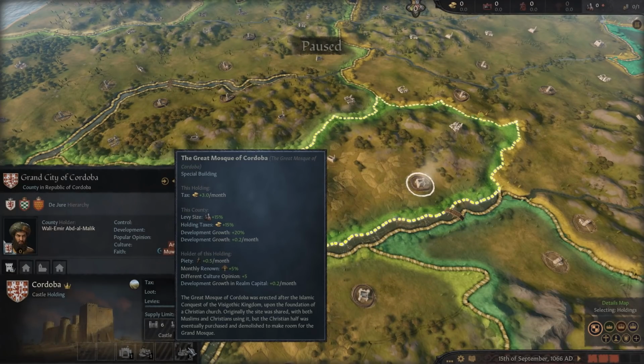It gives you a +3 per month in taxes. On top of that, levy size plus 15%, holding taxes plus 15%, development growth plus 20%, and plus 0.2 per month. On top of that, a 0.5 per month piety growth, monthly renown plus 5%, different culture opinion plus 5, and development growth in realm capital of 0.2 per month. So the nice thing is, I moved the capital actually to Cordoba. So on top of the development growth that you get in the county anyway of 0.2, now it also has realm capital growth, so you kind of double dip there a little bit.